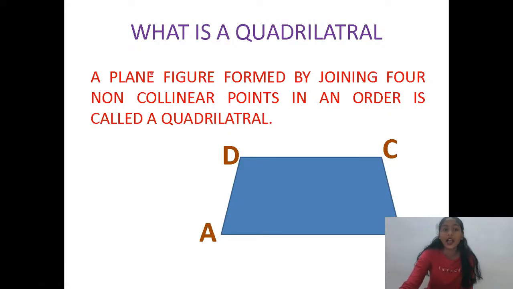What is a quadrilateral? A plane figure formed by joining four non-collinear points in an order is called a quadrilateral.